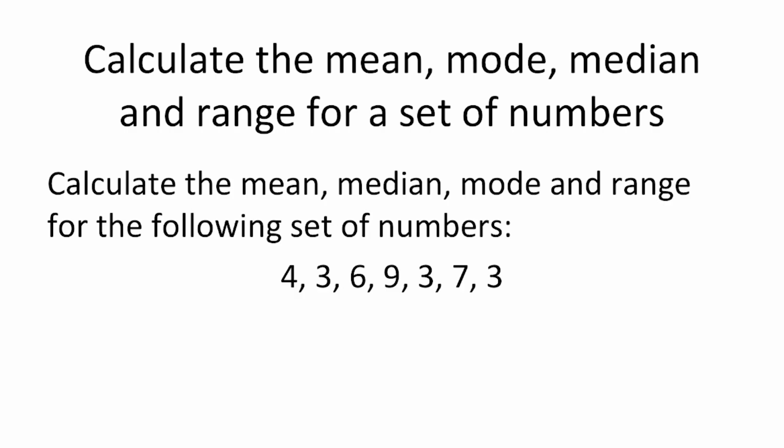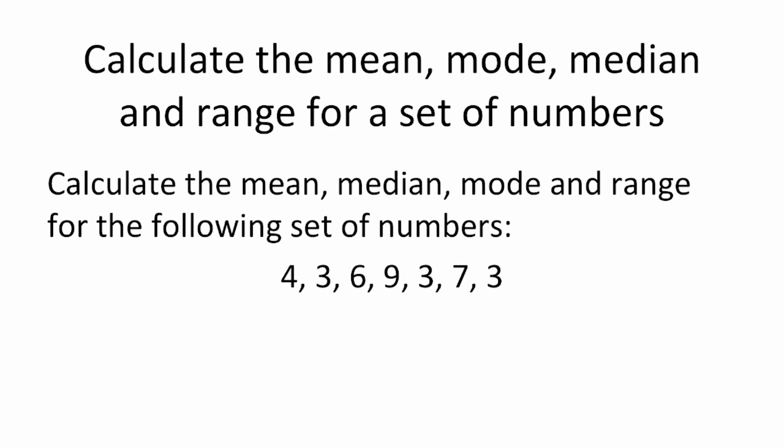So now we've seen what the 4 averages are, let's make sure we can put them into practice in a question. So in this question here, it asks us to calculate the mean, median, mode and range for the following numbers. And they give us 4, 3, 6, 9, 3, 7 and 3. So we'll take them each one by one. First of all, let's look at the mean.